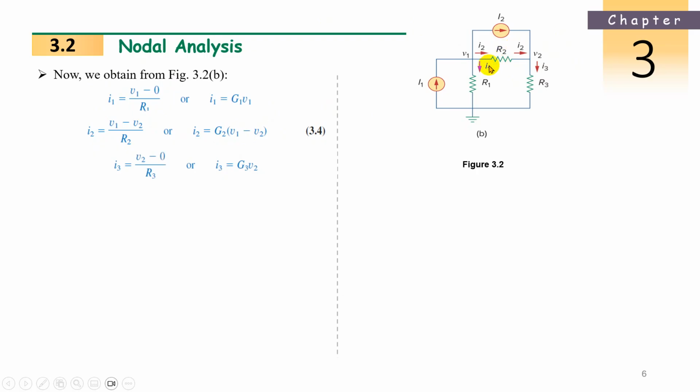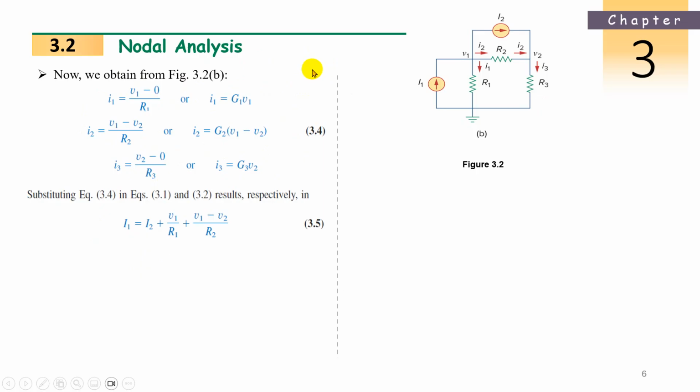I3. Where is I3? This one. V2 minus 0 divided by R3, or V2 by R3. And 1 by R3 is nothing but G3, the conductance. So you can use it like this also. Same thing. Now substitute these Ohm's law values in the two upper equations.